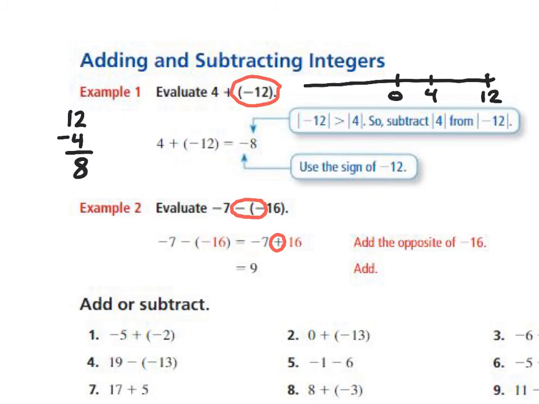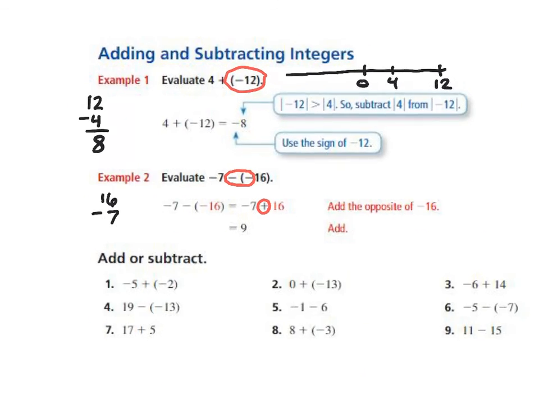Now you're going to do this exact same thing that you did before. Ask yourself, which one has the bigger absolute value? So 16 is farther away from 0 than negative 7. So you're going to subtract your 16 minus 7 and you get 9. This time you keep the sign as positive because that is the larger number, the positive value. So let's look at these examples.